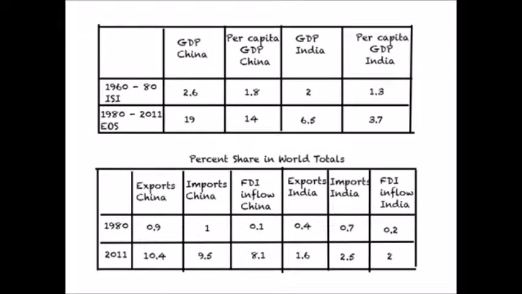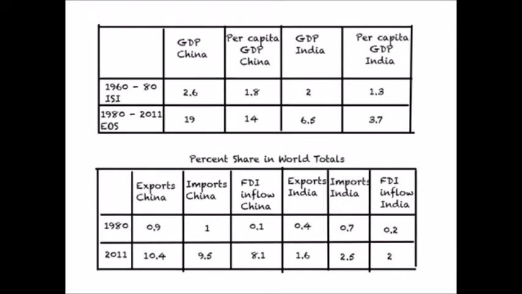Look at India, very similar. India's exports were 0.4% of the world total. In 2011, they were 1.6%. Imports into India in 1980, 0.7%. Imports into India as a percent of world total in 2011, 2.5%. FDI flow 0.2% in 1980 and 2% in 2011.